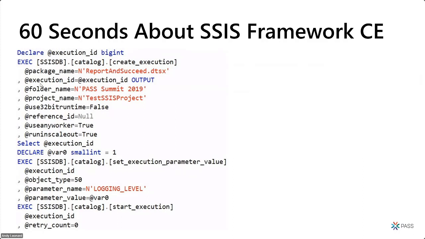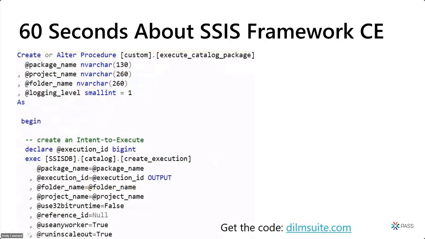The problem is that I can use an execute package task to start any other package in that project, but I can't reach outside that project. And I got really excited when I saw this because look, here's the folder name, here's the project name, and here's the package name. And I said, if I could put a wrapper around this thing and pass those in to a stored procedure, pass in package, project and folder, I can run anything anywhere in this catalog. And that's exactly what I did in Framework CE.